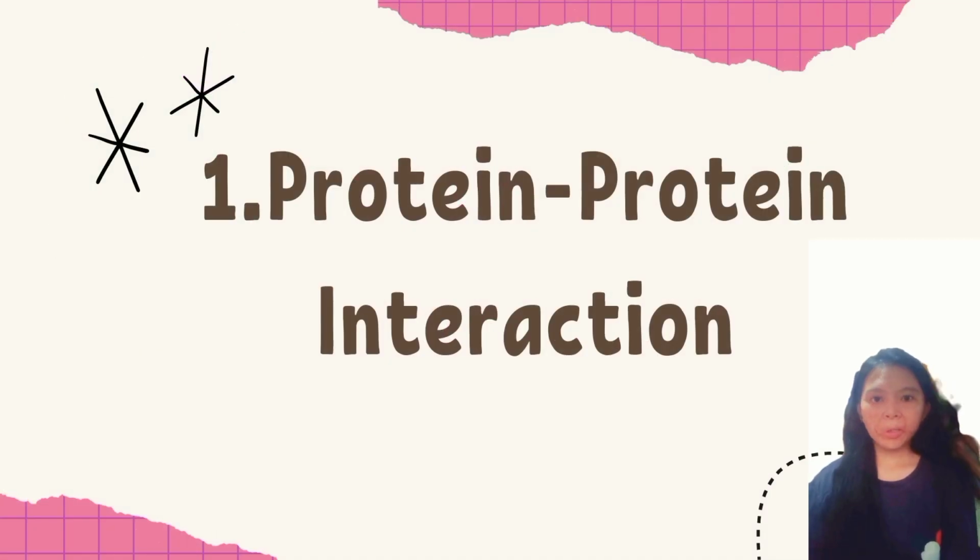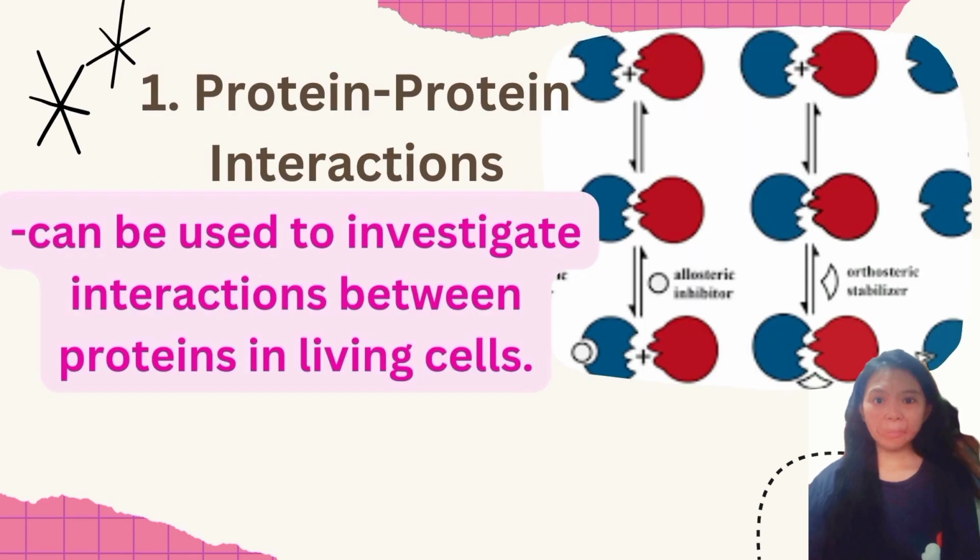So first, we have protein-protein interactions. FRET can be used to investigate interactions between proteins in living cells by attaching donor and acceptor fluorophores to specific proteins. Changes in FRET signals can indicate protein-protein binding, protein conformational changes, or complex formation.